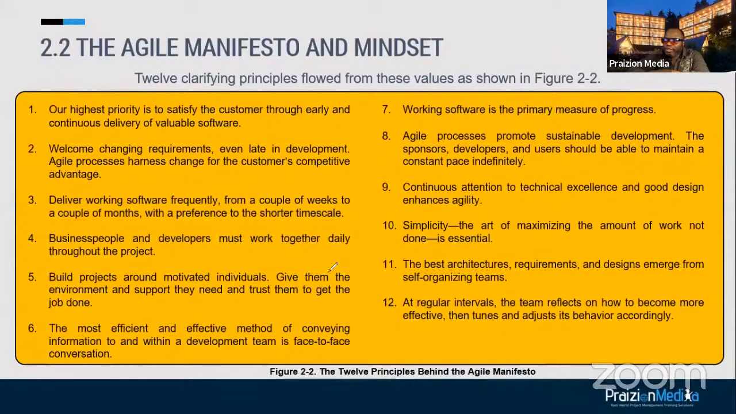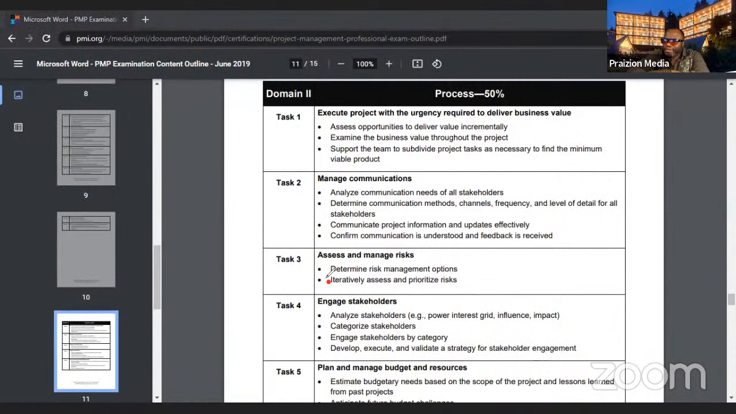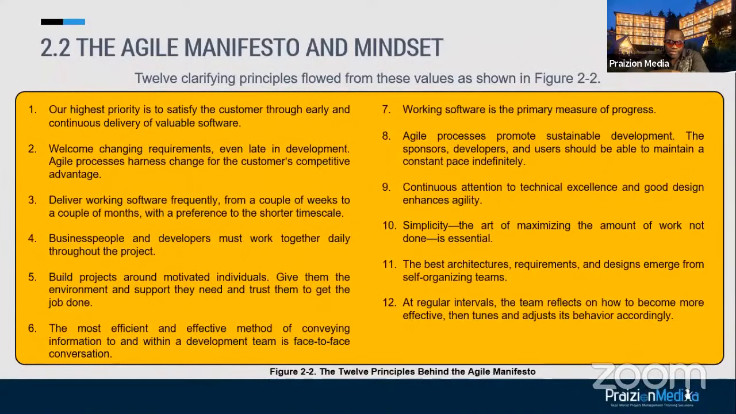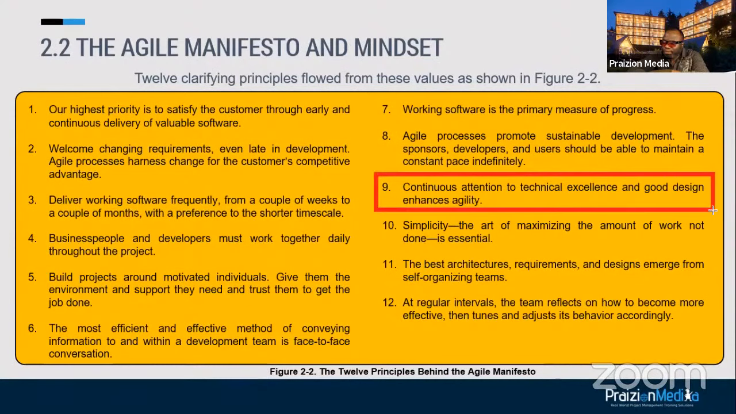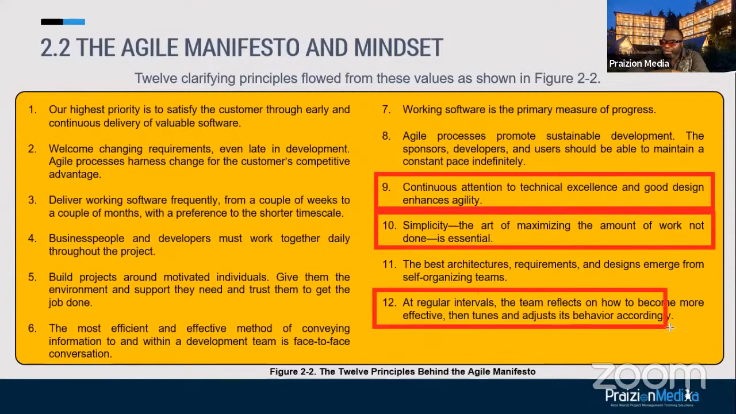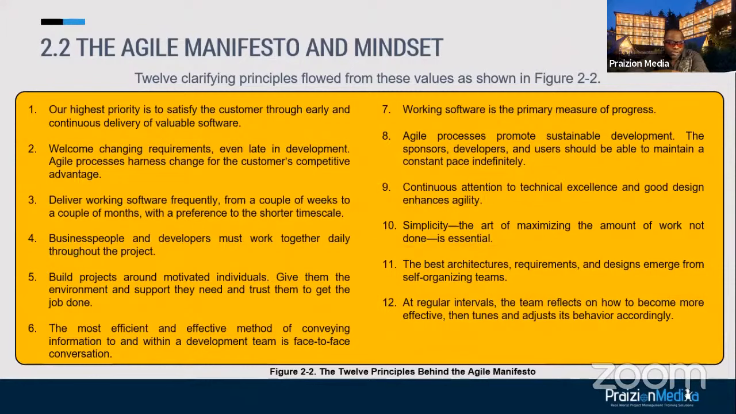All right, let's take a look at this one, assess and manage risks. Which one do you think that pertains to? Let's go back to the manifesto. So as far as risk is concerned, you want to think about this for sure. Continuous attention to technical excellence and good design. You want to think about breaking it down into smaller chunks, keeping it simple. And you also want to think about this. At regular intervals, the team reflects on how to become more effective. This is a risk coping mechanism.